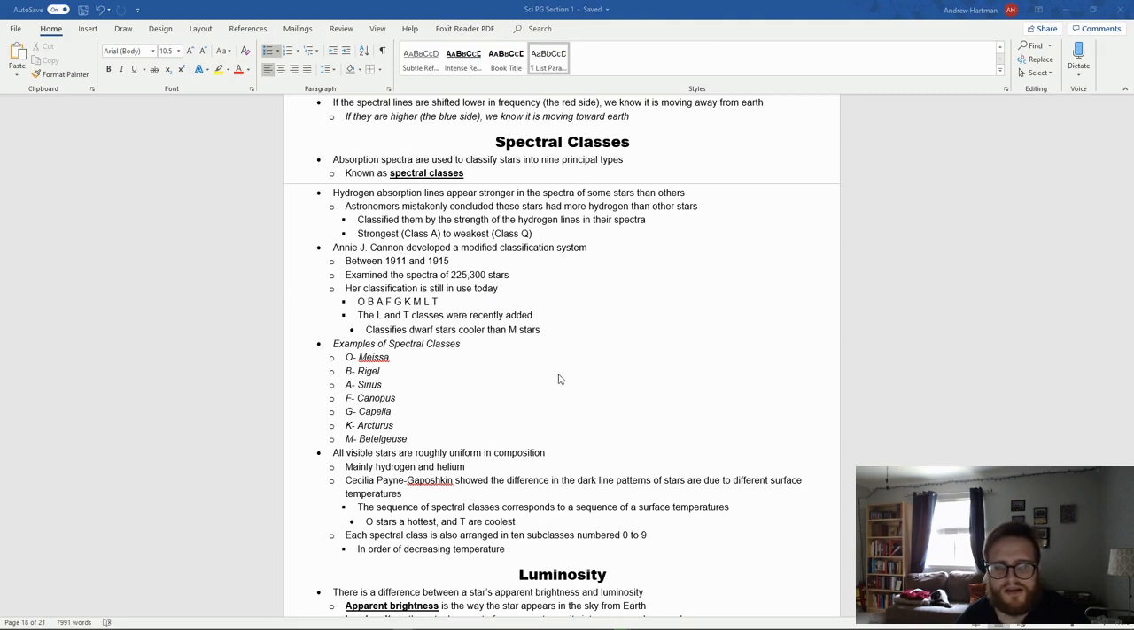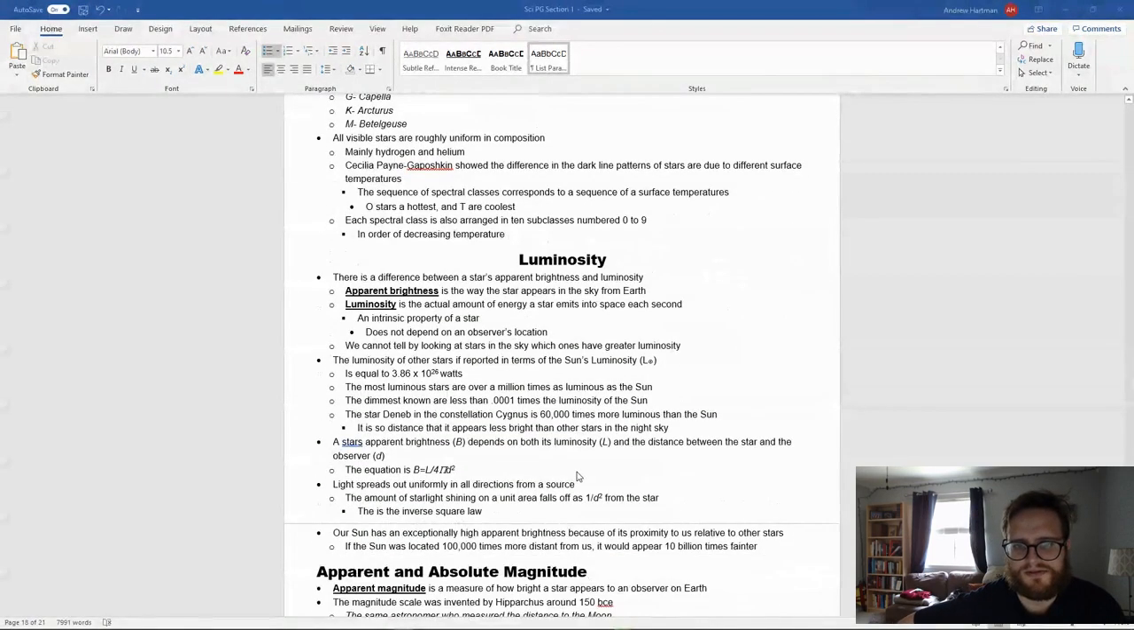And Annie J. Cannon, between 1911 and 1950, created a modified system of this with her examination of the spectra of 225,300 stars. That's a lot of work. The classification that she created is in use today with the classes O, B, A, F, G, K, M, and then L and T were later added to classify dwarf stars that are cooler than M stars. O are the strongest, the hottest, and T are the coolest, right? Then they had a chart with examples of the different spectral classes. O is Mesa, B is Rigel, A is Sirius, F is Canopus, G is Capella, K is Arcturus, and M is Betelgeuse. I think it's Betelgeuse though.